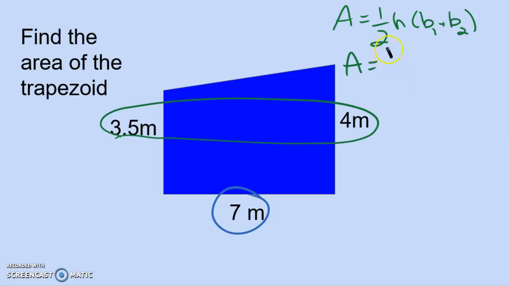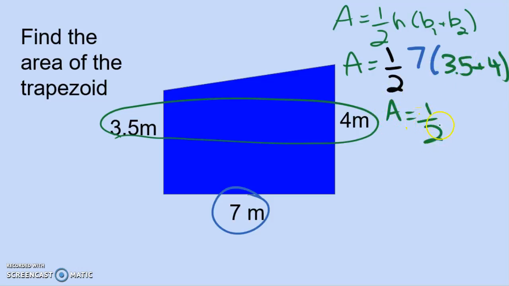So when I plug this in, I'm going to have 1/2 times my 7 times my base 1, which is going to be 3.5, and my base 2, which is going to be 4. Now my first step is going to be to add this 3.5 and this 4. So I'm going to have area is 1/2 7, 3.5 plus 4 is 7.5.